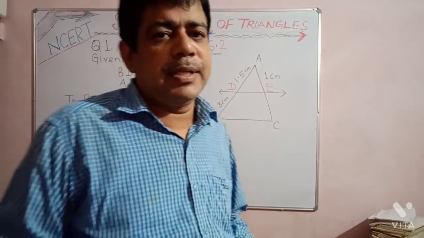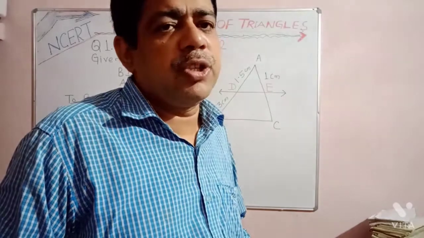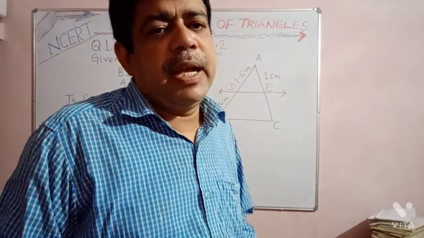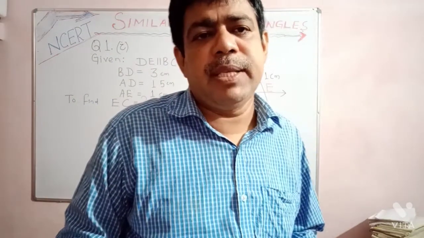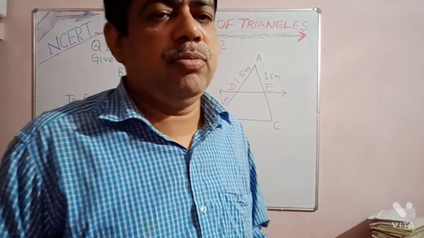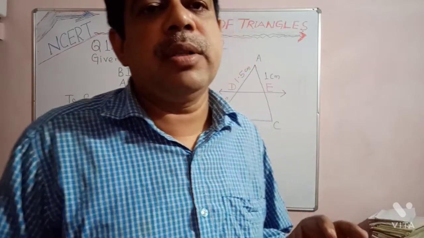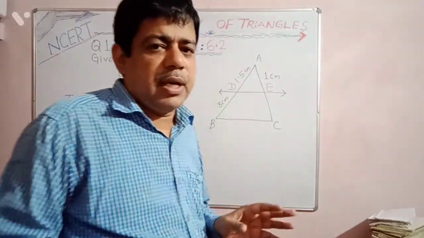Today I am going to discuss Exercise 6.2, question number 1, and this is a figure related problem. In this problem, I am going to discuss a simple problem based on the Basic Proportionality Theorem. It was already discussed in the previous class what the Basic Proportionality Theorem or Thales theorem is. So let's start.